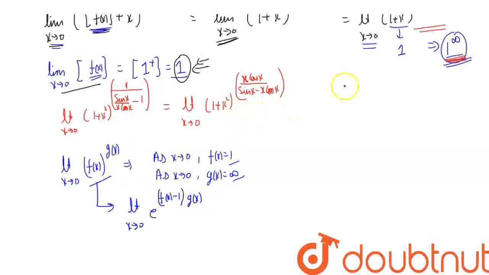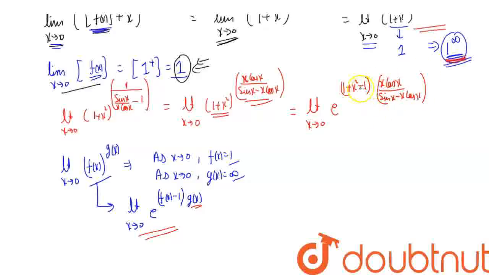So here we also have the same thing. Here we also have the 1 to the power infinity kind of indeterminate form. So here we are going to use this formula. By using this formula, it could be written as the limit as x tends to 0, and this is f of x, that is the base. So we write e to the power f of x minus 1, so here we have 1 plus x square minus 1 times g of x, where g of x is the power, that is this thing. So the power is x cos x whole divided by, in the denominator, sine x minus x cos x.